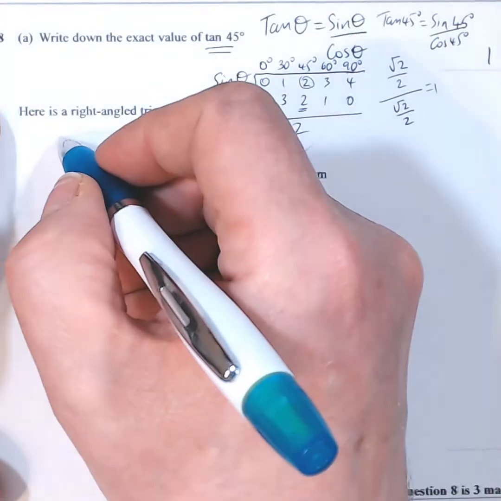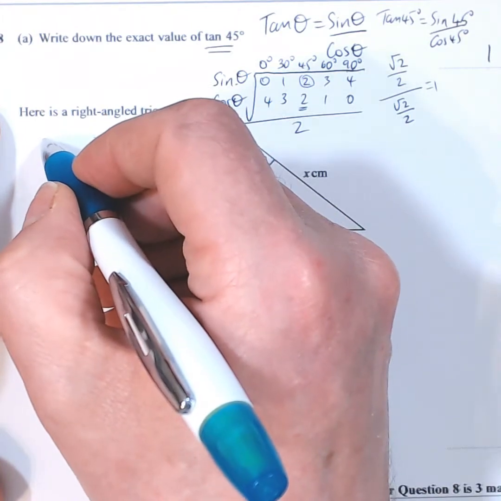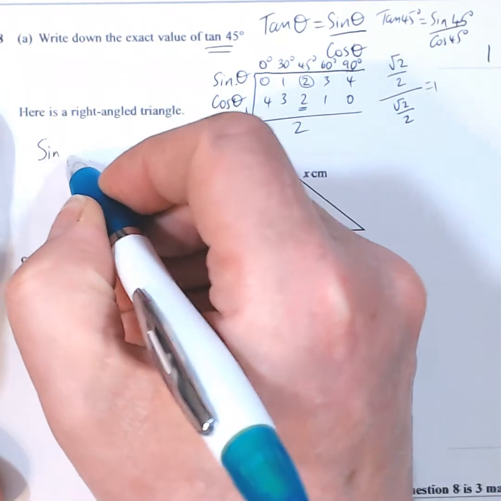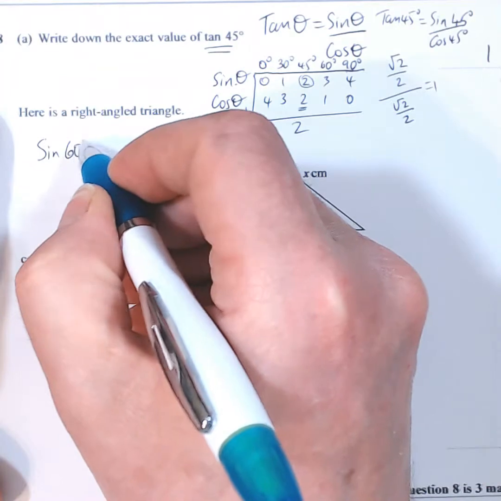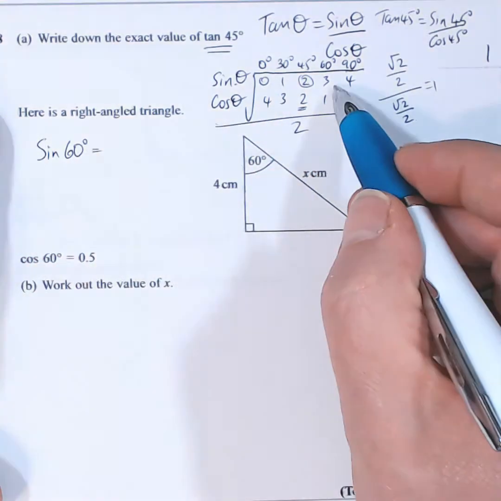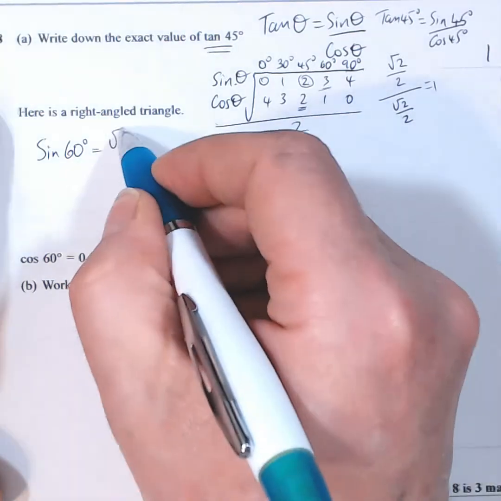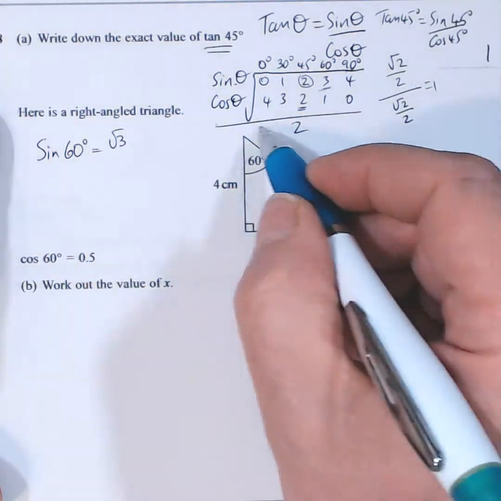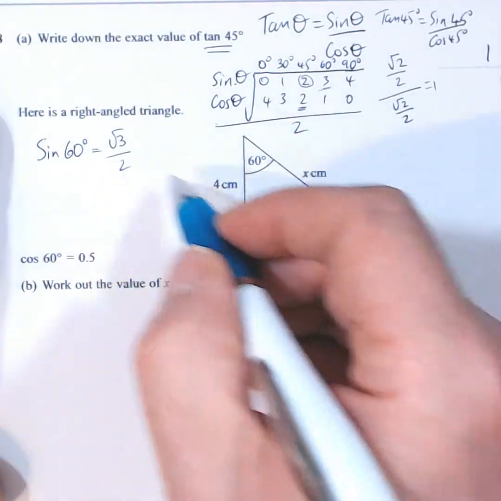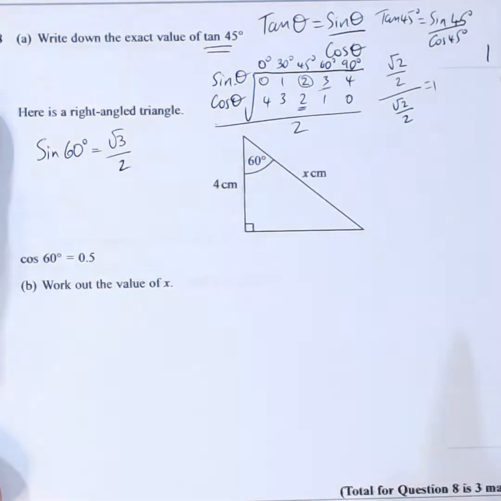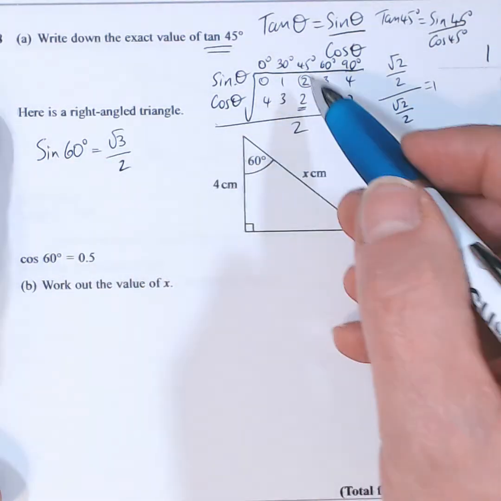Just another example, just so you can see how it works. Say we wanted to do the sine of 60 degrees, then we look up 60 degrees and there's 3, so we know the top of the fraction is going to be the root of 3 and the bottom is always divided by 2, the denominator is always divided by 2. So that's how that would work.